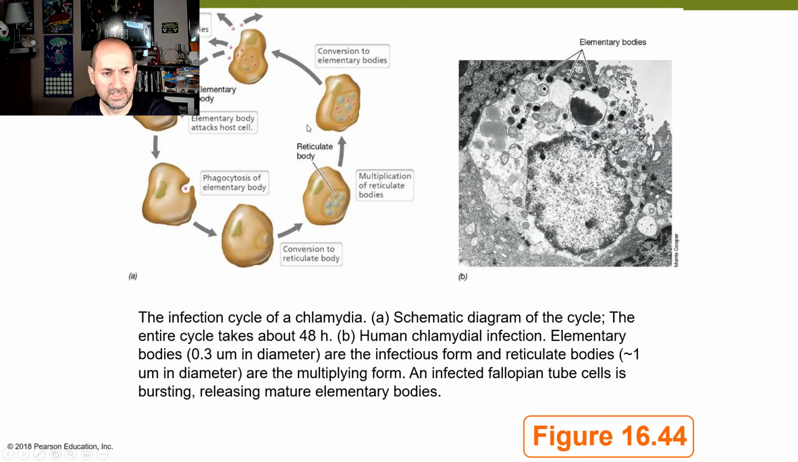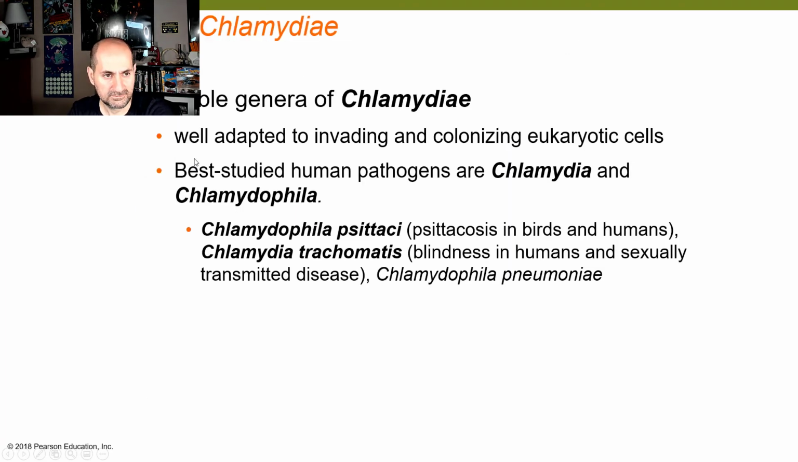So you can see here's the life cycle of chlamydia. You have release of these elementary bodies, which are resistant. They attack a host cell and get phagocytosed by the host cell. They then convert to reticulate bodies, which grow by binary fission, and then they form into elementary bodies, release, and the cycle continues. So this is the life cycle of chlamydia.